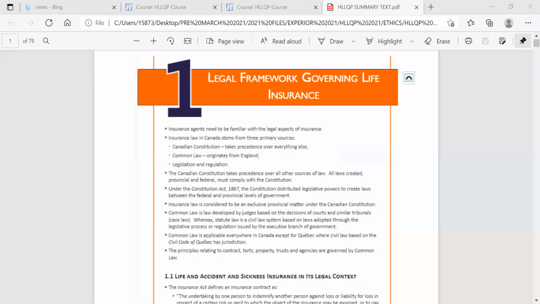Okay, perfect. All right. So it's just a simple term: an insurer is a company, a corporation licensed to carry out business as an insurance company.